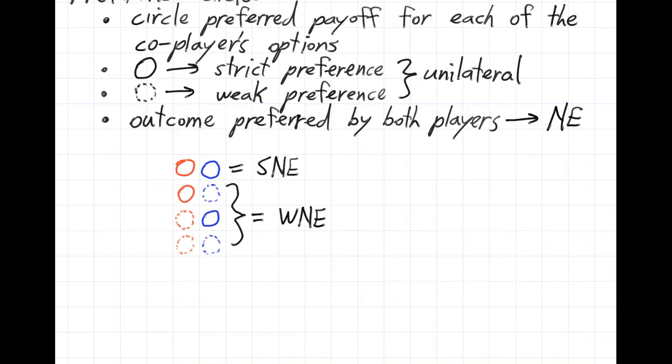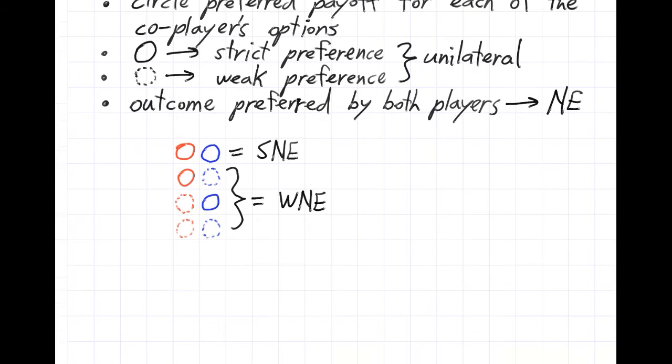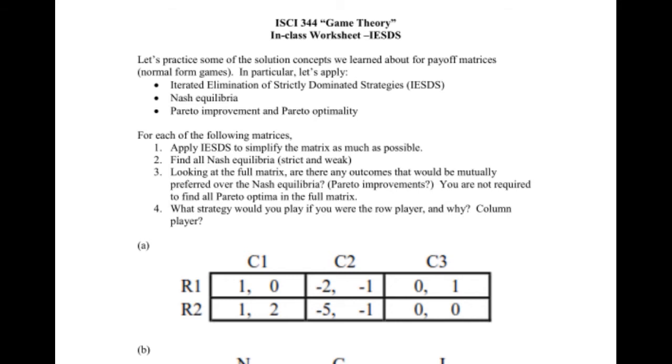Okay, let's apply this to our worksheet. Let's have a look at the worksheet. So the task, there are 4 things that need to be done. First, apply IESDS to simplify the matrix as much as possible. Find all the Nash equilibria. Look at the full matrix. Are there any outcomes that would be mutually preferred over the Nash equilibria? Pareto improvements.